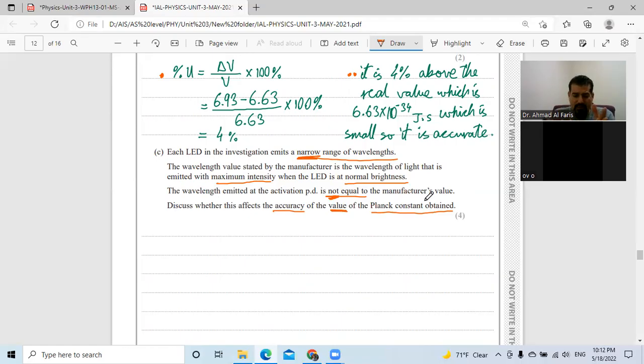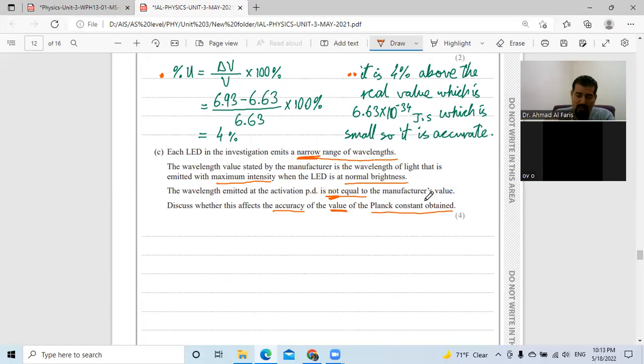Now, when they say that the manufacturer's maximum light intensity with normal brightness has a narrow range of wavelengths, what does that mean? Yes, thank you. That means whenever the wavelength is shorter, for example, the frequency of the photon will be less, so it needs less energy. So, yes, shorter, sorry, higher frequency, so higher energy, right?